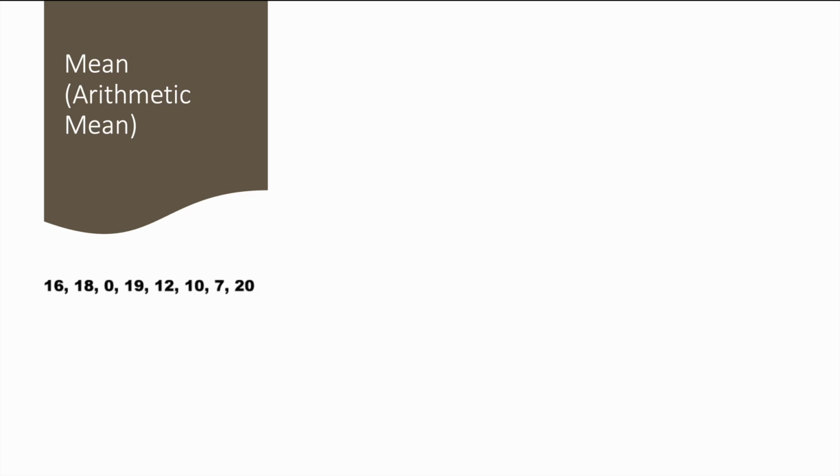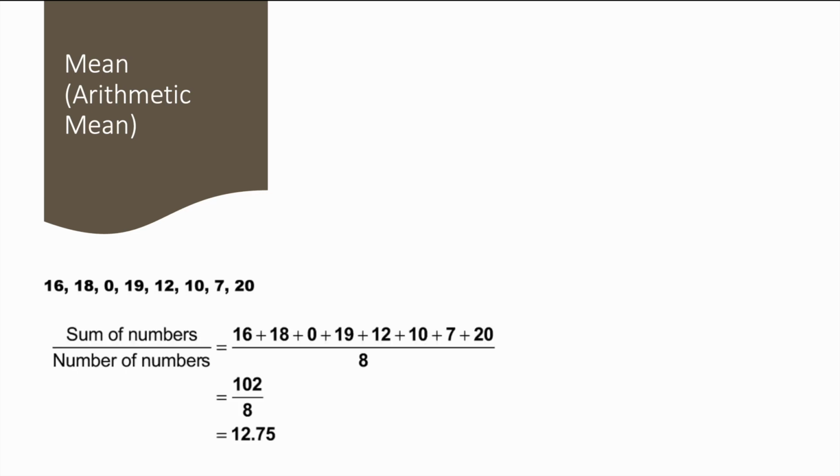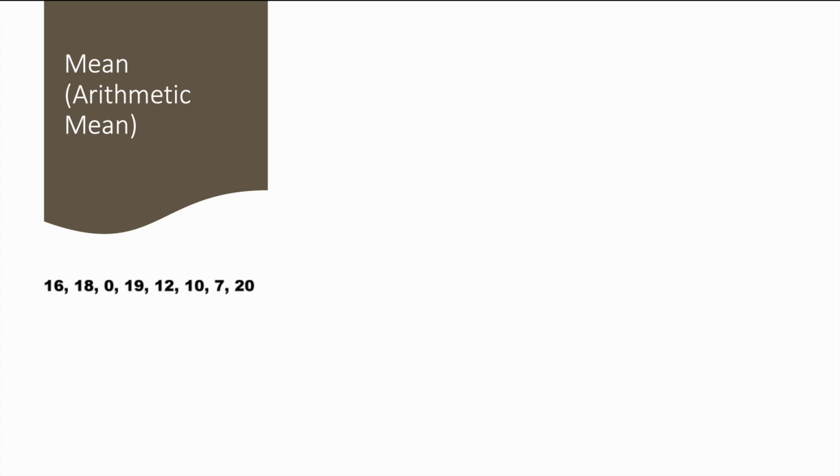If we are given a bunch of 8 numbers like this over here, and I ask you to calculate the arithmetic mean, what are you going to do? We are going to sum them up over here and divide by the number of numbers. So the sum is 102. There are 8 numbers, so we divide by 8. 12.75 is the arithmetic mean, or average as we call it. That's what the arithmetic mean, or the first mean, is.